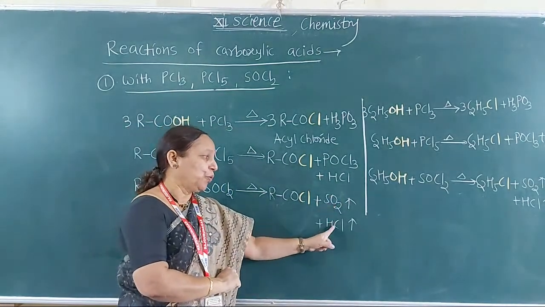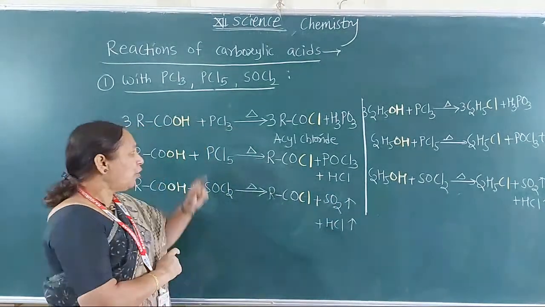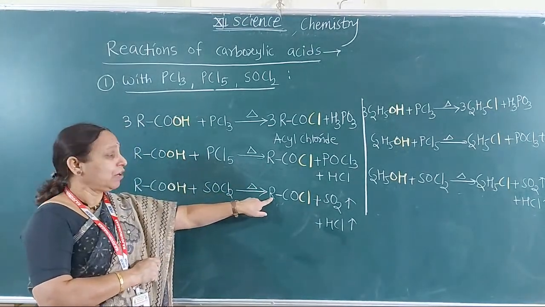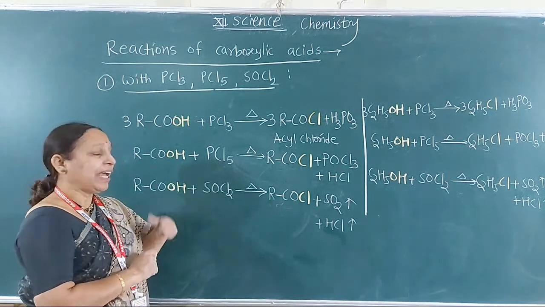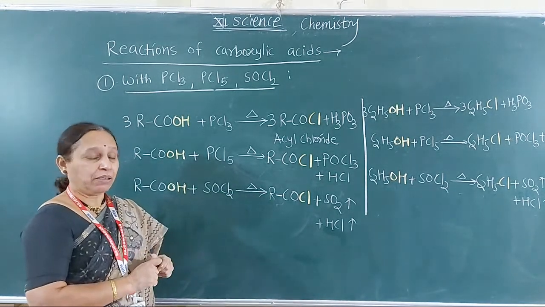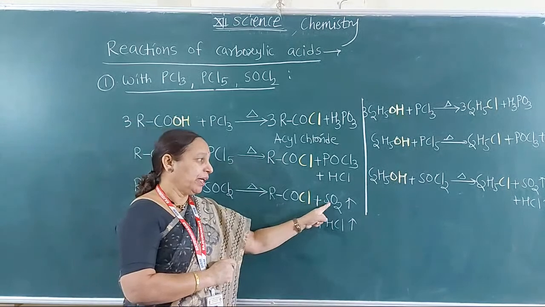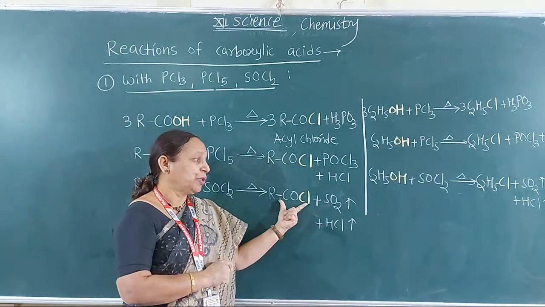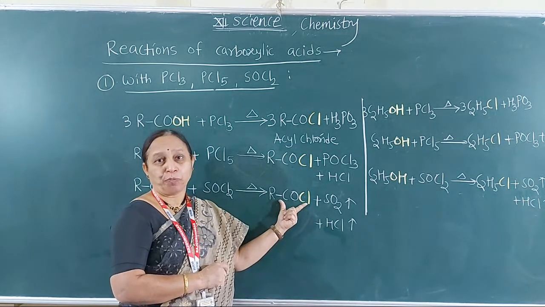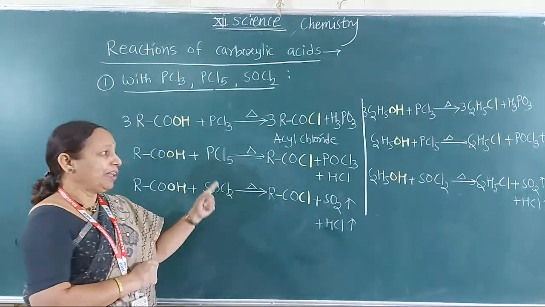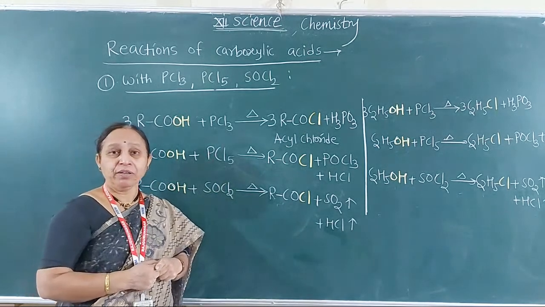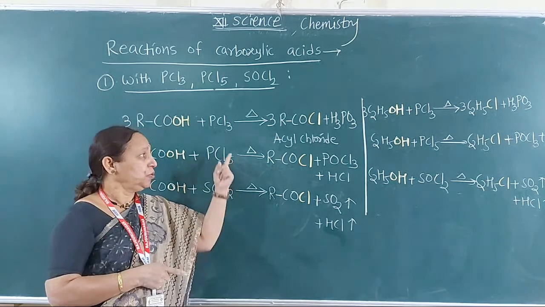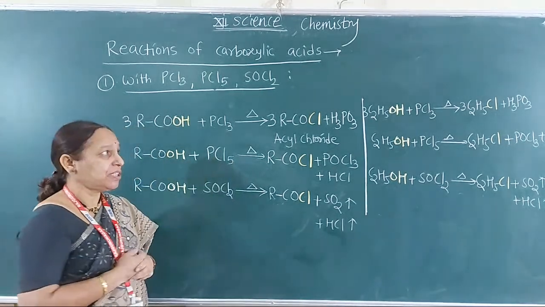SO2 and HCl. Out of these 3, the preparation of acyl chloride using thionyl chloride is preferred, because in this reaction, along with the product, there is evolution of two gases and there is no need to purify the product obtained. Thus, these all three reactions are important. Each reaction for 1 mark. So, you can easily write these reactions.